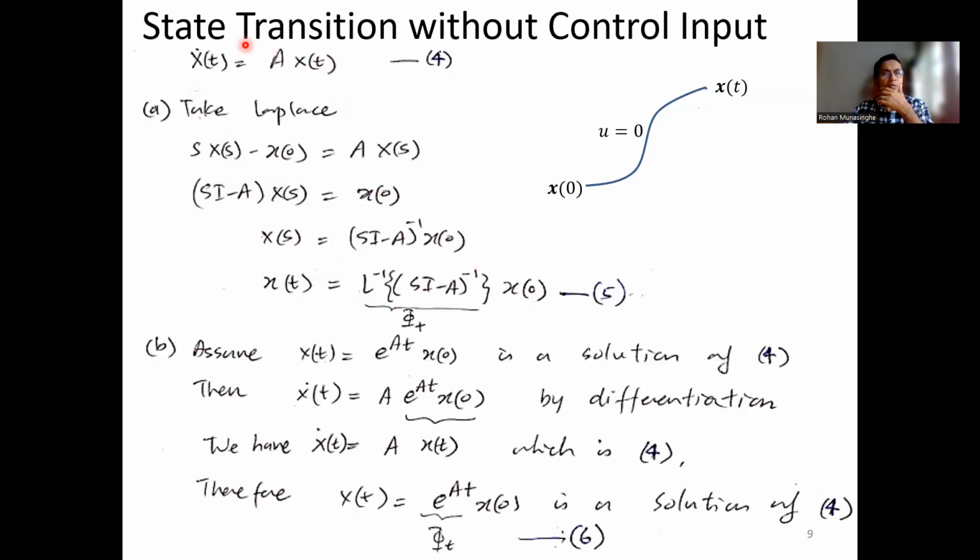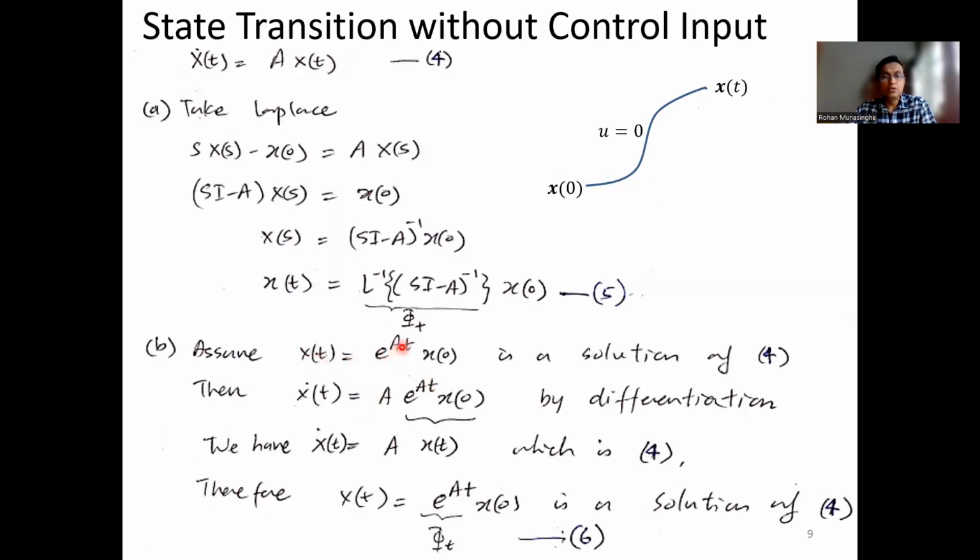Now let's assume, as one solution of the system dynamics here, equation number 4, right? Let's assume e to the At x0 is a solution. Let's assume, right? In calculus we do that. We assume solutions and then put it into the dynamics and see whether it satisfies the dynamics. If it satisfies, then we say, okay, fine, this is a solution.